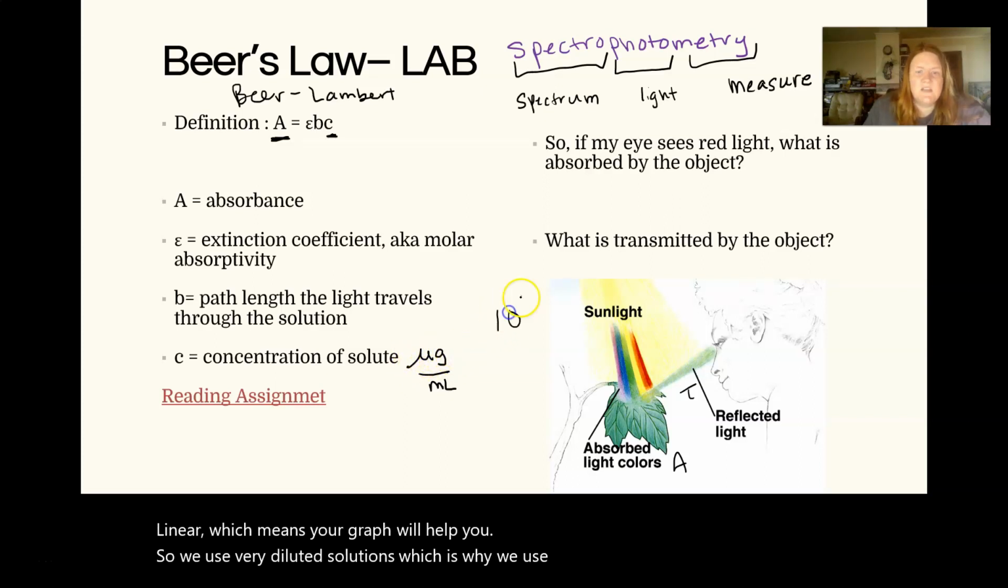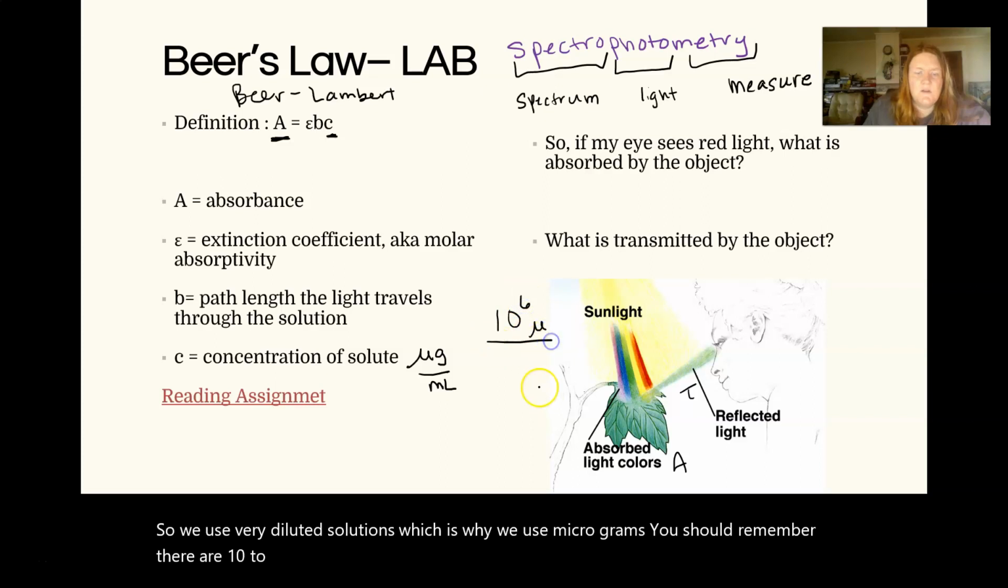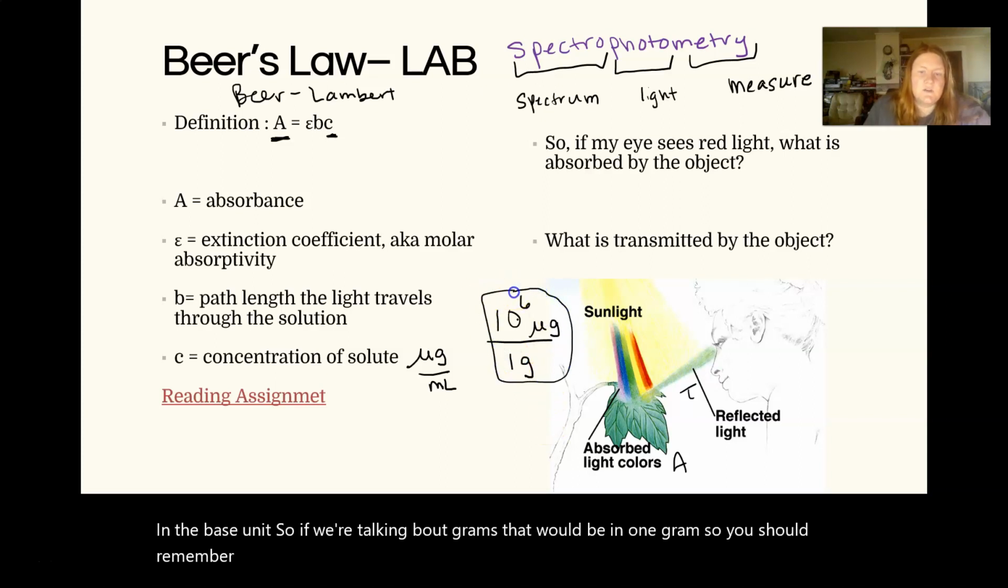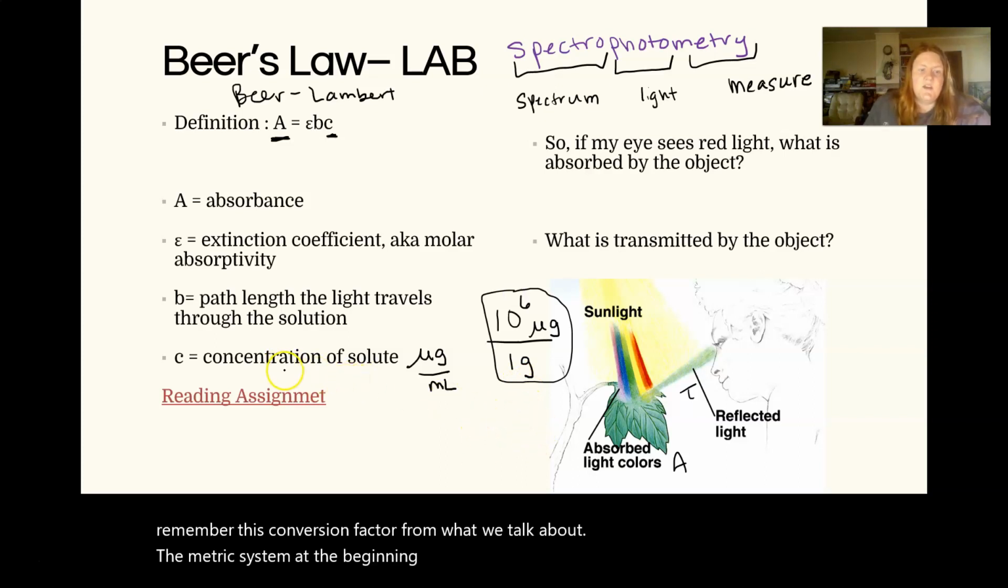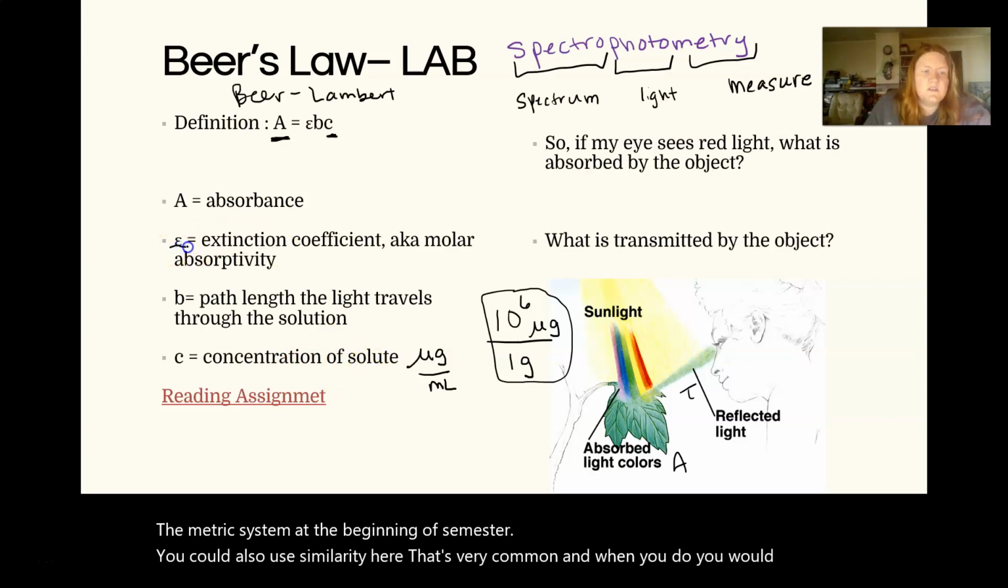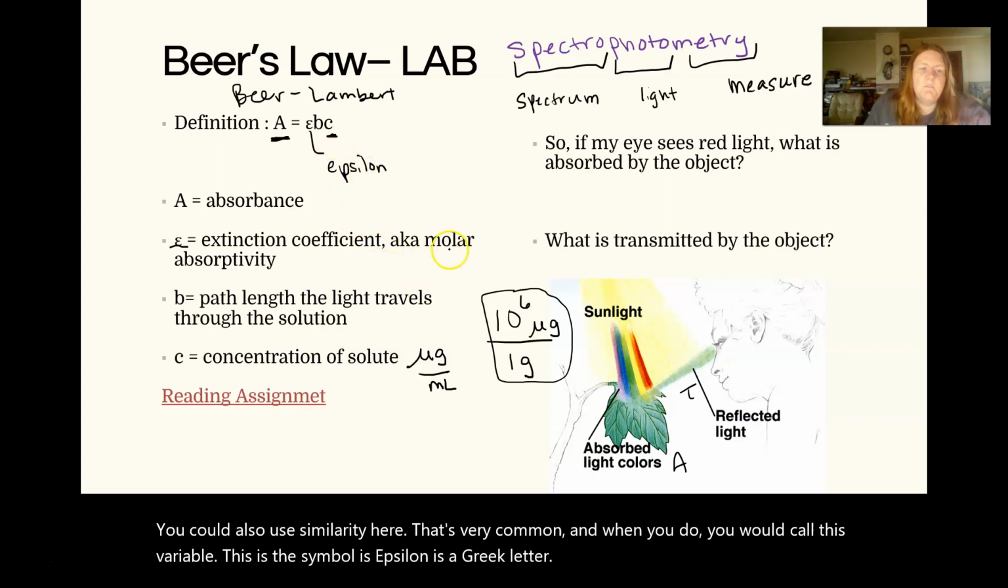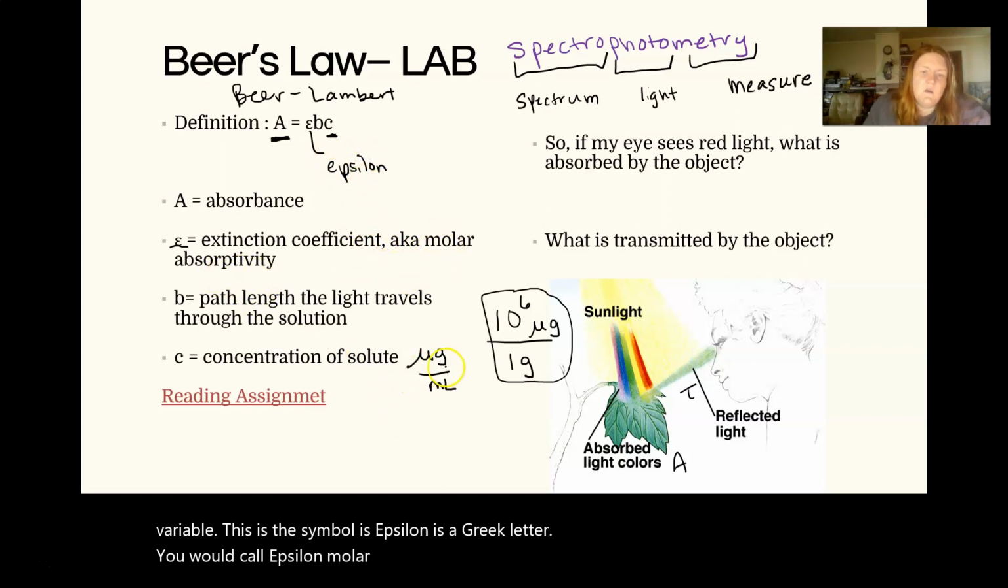You should remember there are 10 to the 6 micro in the base unit. So if we're talking about grams, that would be in 1 gram. You should remember this conversion factor from when we talked about the metric system at the beginning of the semester. You could also use molarity here. That's very common. And when you do, the symbol is epsilon. It's a Greek letter. You would call epsilon molar absorptivity. In our case, we are not using molarity, so it is just called an extinction coefficient.